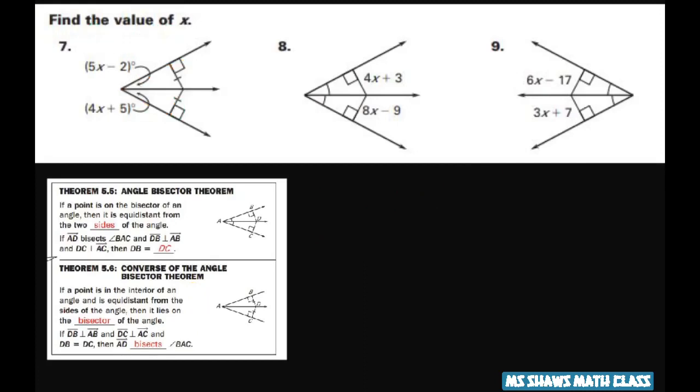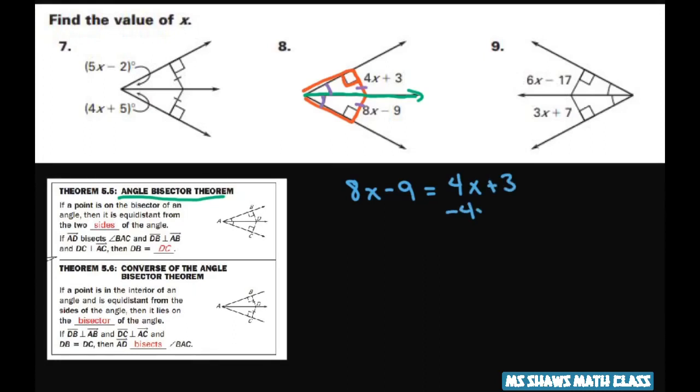Okay, the next one, we're basically using the angle bisector theorem, and that just states that we know that we have the perpendicular lines here, and then we also have this ray, and we know that angles are congruent. So that means these two sides are congruent. So just set them equal to each other. And we're going to get 8x minus 9 equals 4x plus 3.